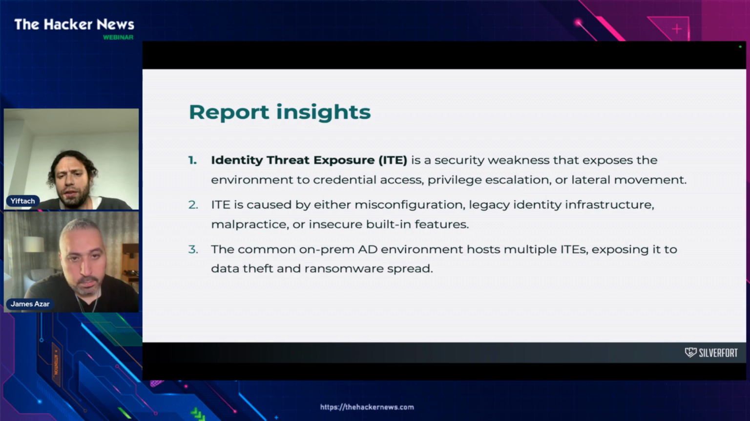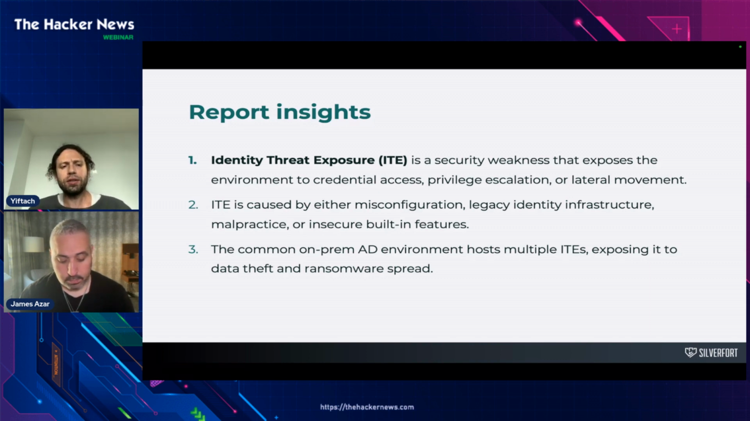Now, the common on-prem AD environment hosts multiple ITEs, and these are what expose it to data theft and ransomware spread. Why? Because identity is at the root of every high-profile breach. Identity is at the root of lateral movement. It means that any ransomware attack that hits more than one endpoint entails the use of compromised identities. Every breach that entails the theft of valuable data from the targeted organization's servers again incorporates lateral movement, which means a compromised identity was involved.